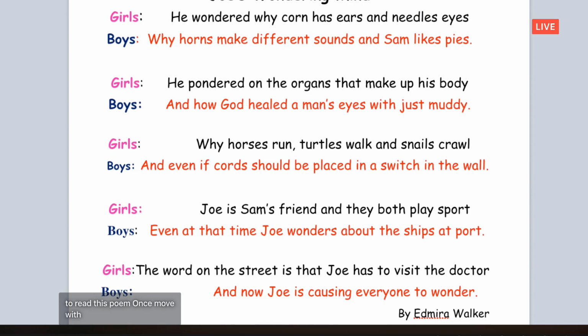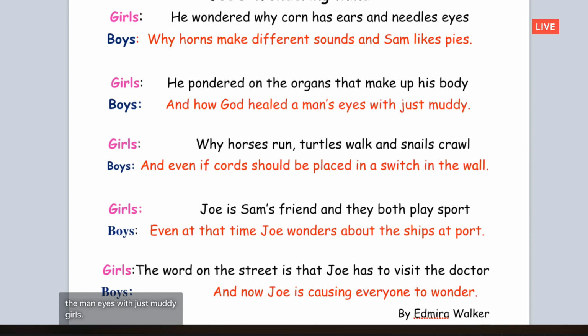Let's begin. Girls: He wondered why corn has ears and needles eyes. Boys: Why horns make different sounds and some like spy. Girls: He pondered on the organs that made up his body. Boys: And how God healed the man's eyes with just muddy.